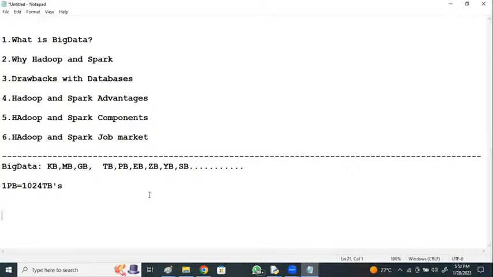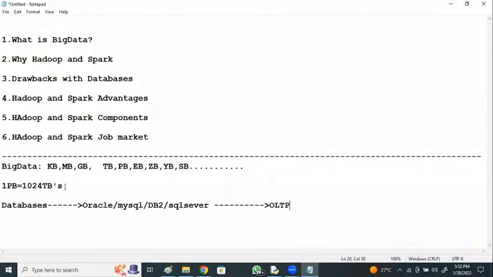Currently we have databases like Oracle, MySQL, DB2, SQL Server. All these databases are used for OLTP, online transactional processing, for day-to-day operations.